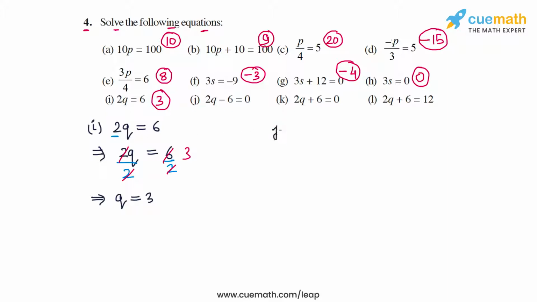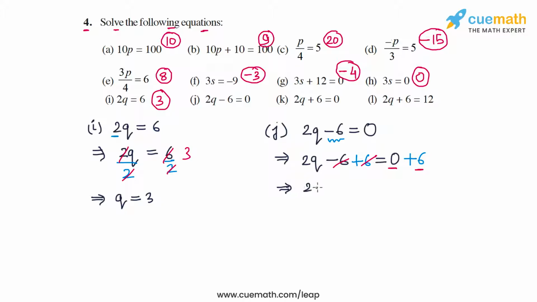Now on to part J. In part J, the equation is 2q minus 6 is equal to 0. So first we will get rid of this minus 6 by adding 6 on both sides. So the original equation is 2q minus 6 on the LHS and 0 on the RHS, and we are going to add 6 on both sides like this. So on the LHS the minus 6 and plus 6 terms cancel out. On the RHS 0 plus 6 is 6. So we get 2q on the LHS and 6 on the RHS.